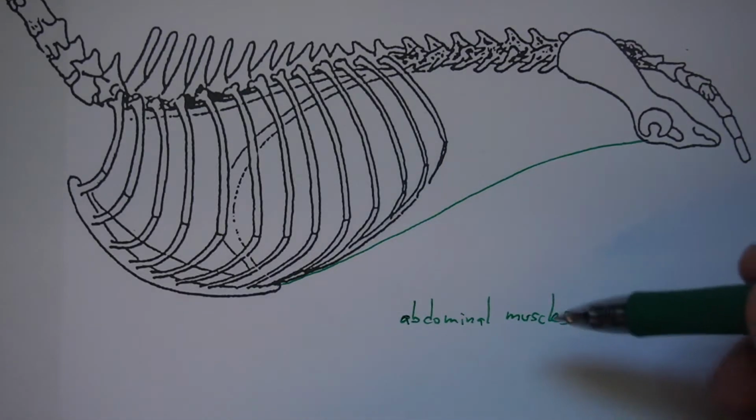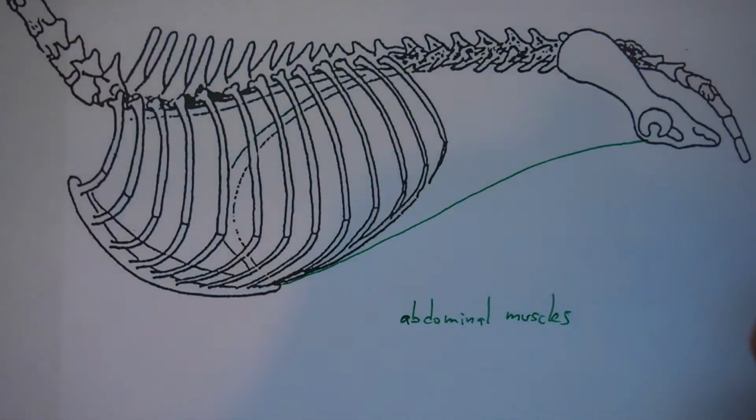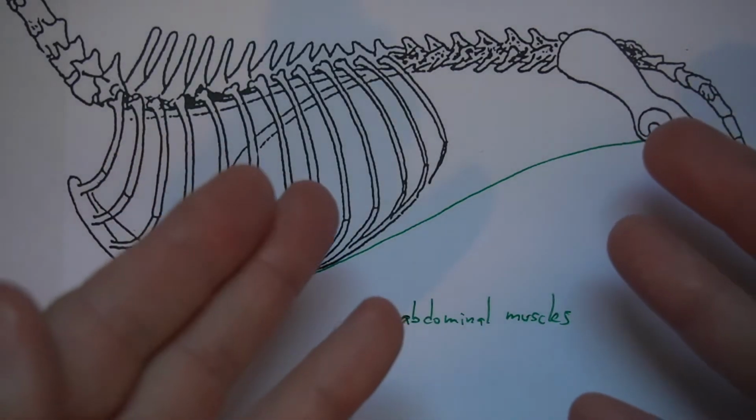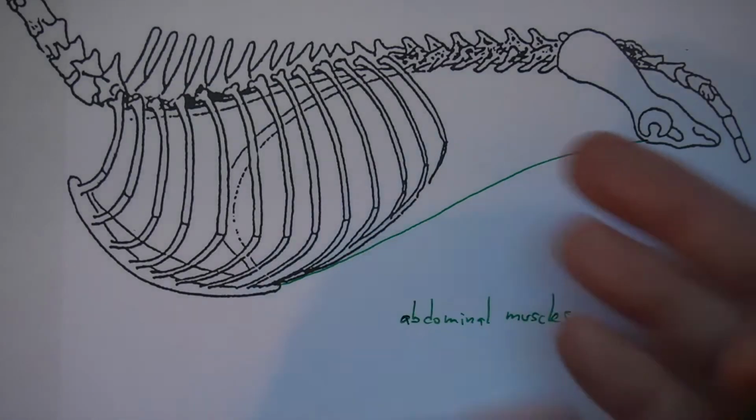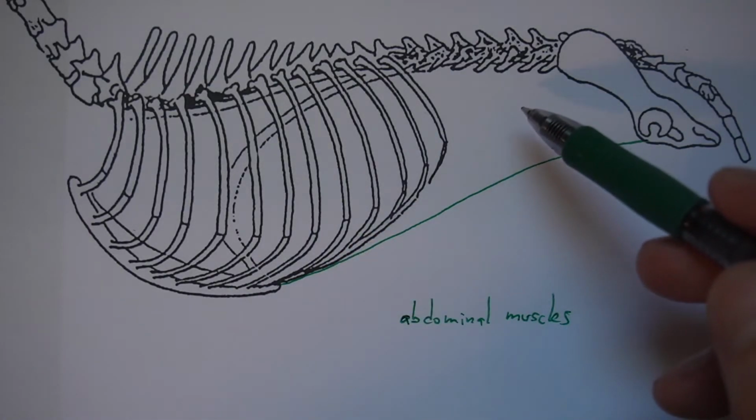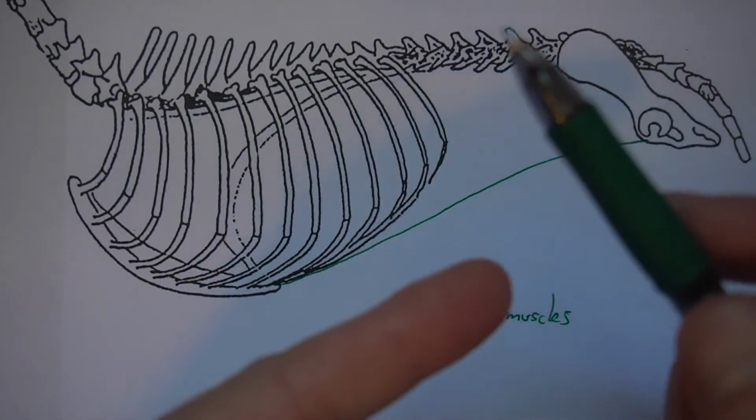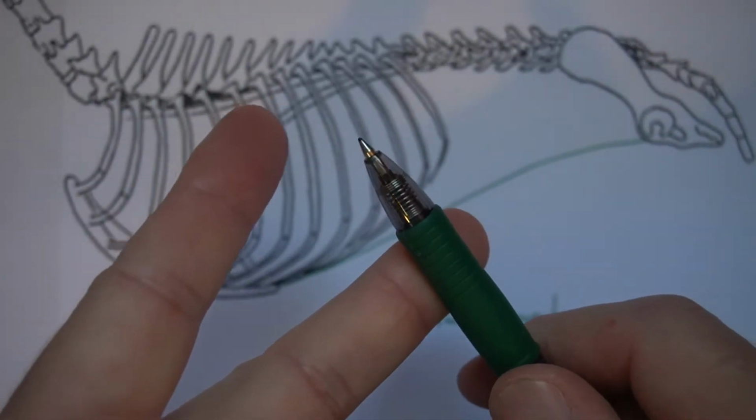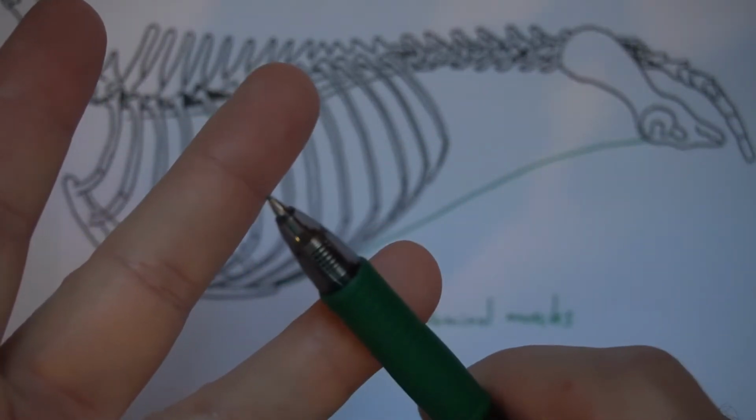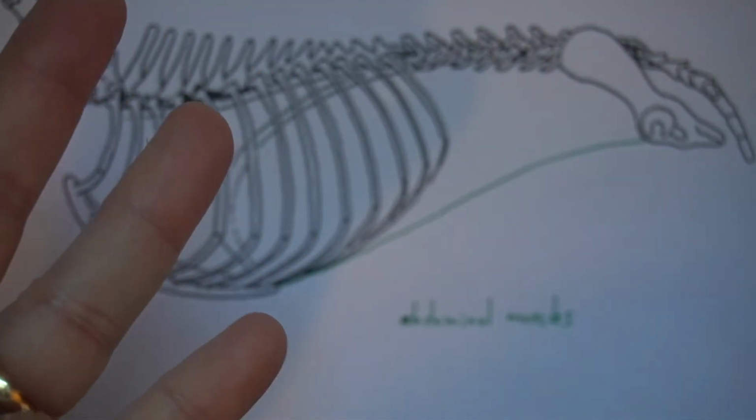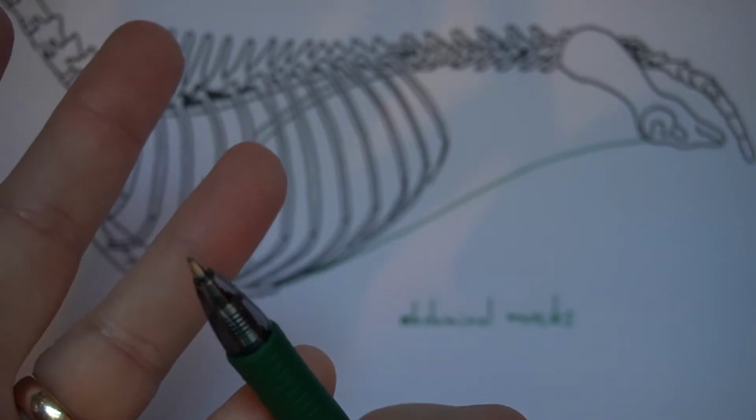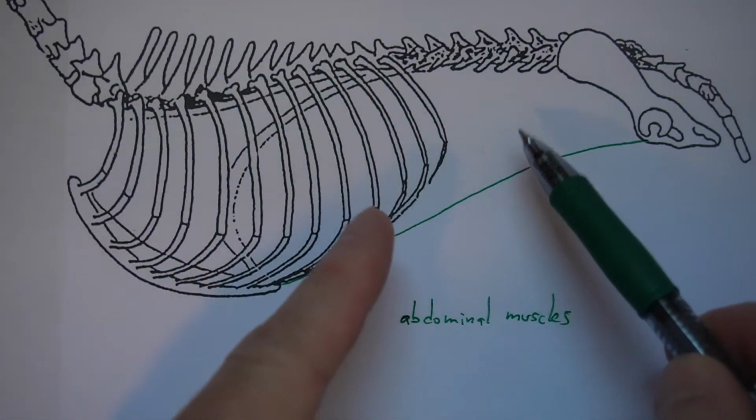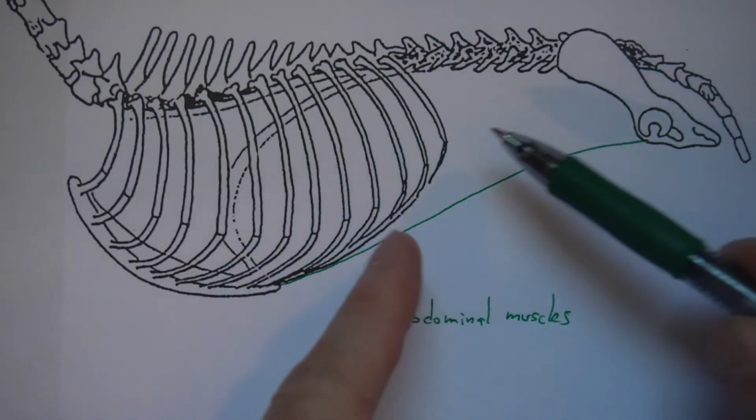These muscles are there to support all the abdominal viscera up in that body cavity. When they contract, they are increasing pressure within the abdominal cavity. So that's for things like vomiting, parturition, micturition, forced exhalation.